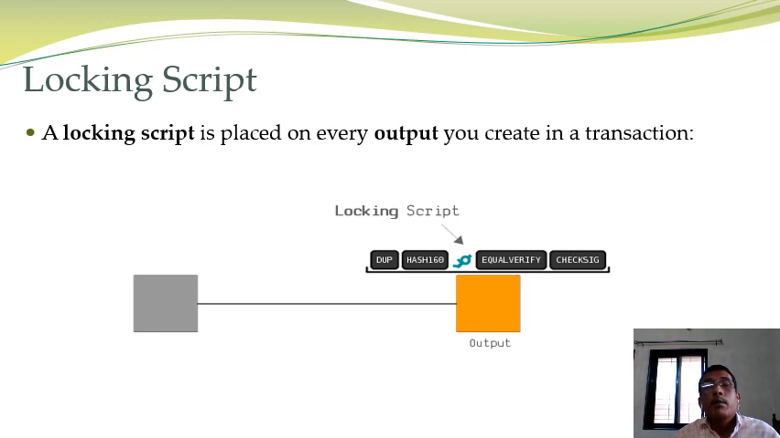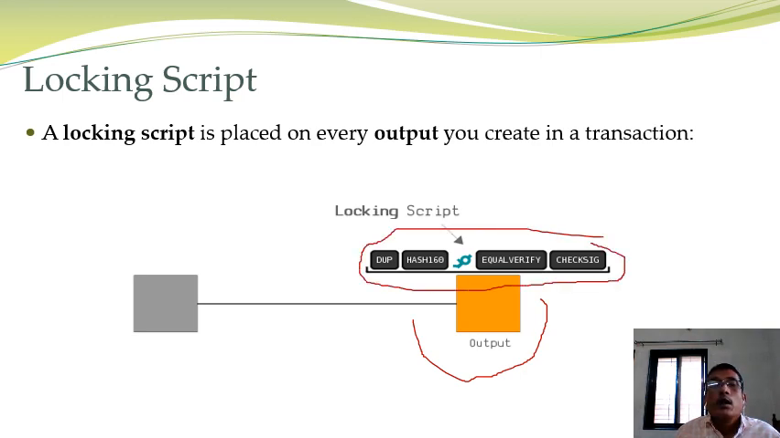So a locking script is placed on every output you create in a transaction. For every output there is a locking script. This locking script is nothing but the script from the previous transaction. So you can see this is the output received from the previous transaction, and on this output, this locking script is placed. A locking script is placed on every output that you create in a transaction.